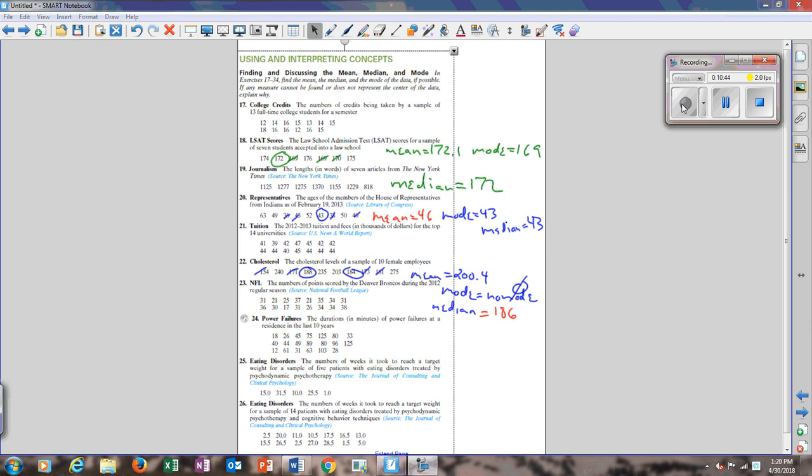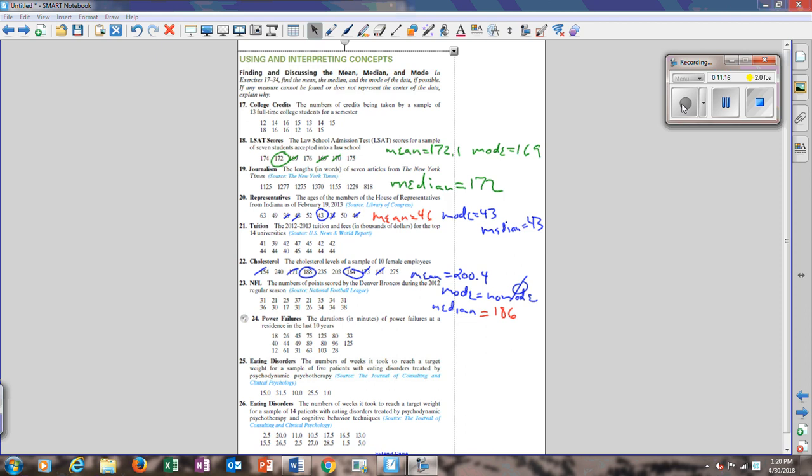I forgot to discuss in the last ones whether it fit the data. The median, mode in number 20 and the mean basically all fit the data. Same with number 22. The mean is 200.4. It's right in the middle of that data. There's no mode, but the median is also in the middle of that data, kind of. The one outlier that would be dragging the mean up a bit is the 275.